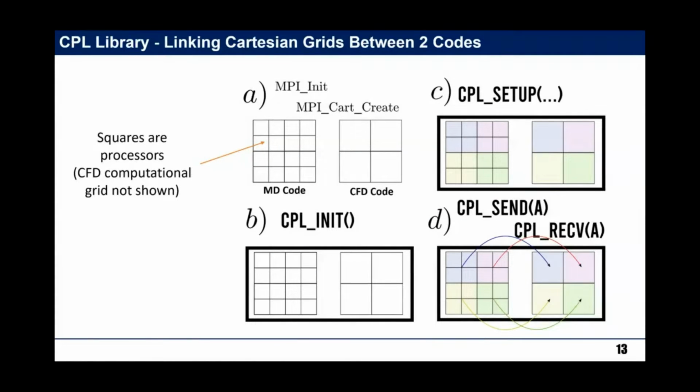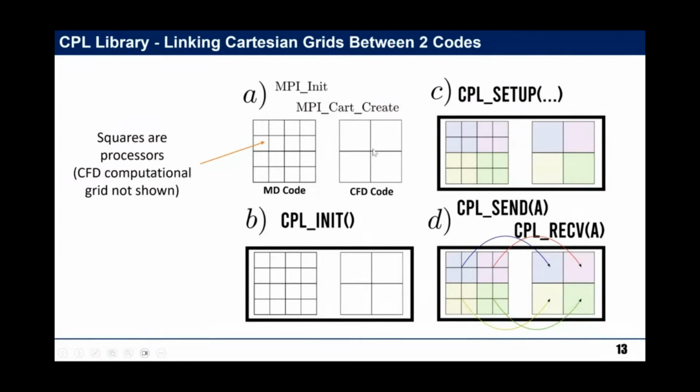So how does Coupler Library work? Essentially, we link the Cartesian grids between both codes. This schematic shows how that works. Your MPI initialize and MPI cart create would create a kind of grid of processes. So these aren't CFD cells. Each of these is a process. So you've got 16, so 4 by 4 processes in the MD code and 2 by 2 on the CFD code.